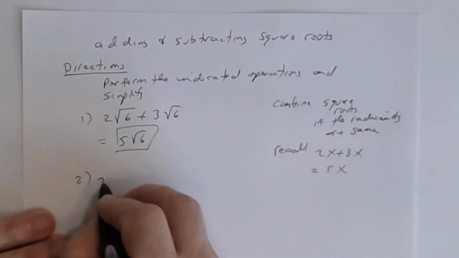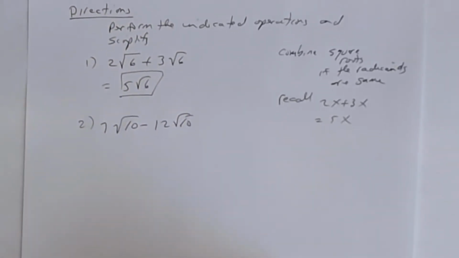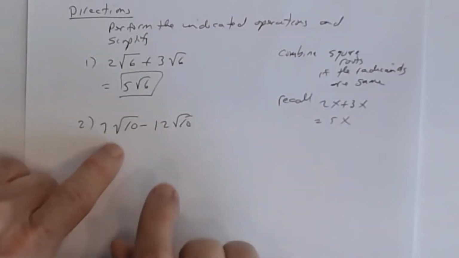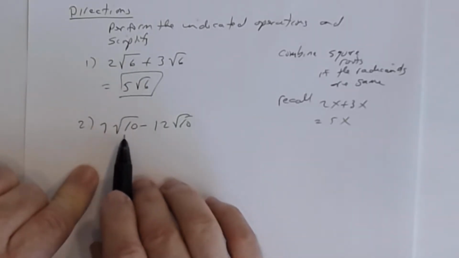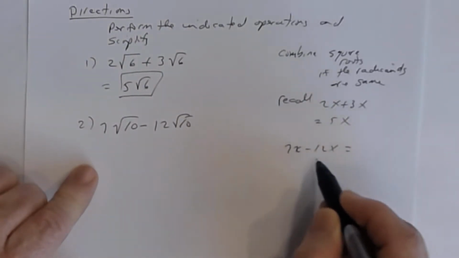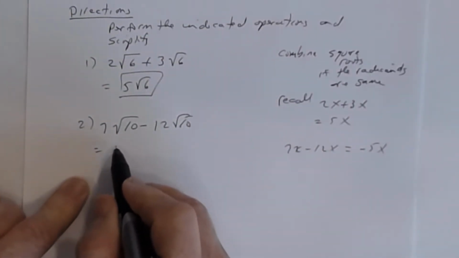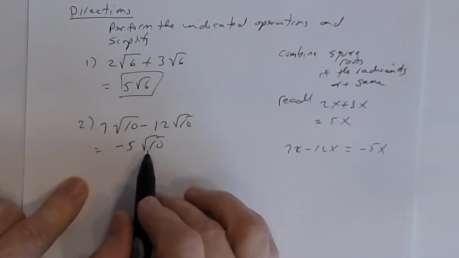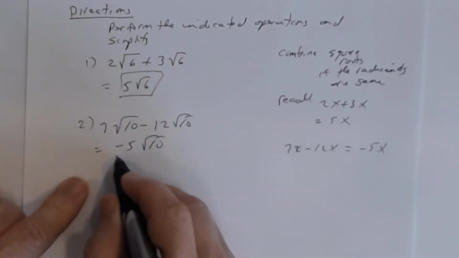Okay, number 2. You have 7 square root of 10 minus 12 square root of 10. Notice that these are like terms because the radicands are both 10s. So 7 square root of 10 minus 12 of them is kind of like saying 7x minus 12x, and 7x minus 12x is a negative 5x. So that's going to be negative 5 square root of 10. And you cannot simplify the square root of 10 any further because the only perfect square that goes into 10 is 1. So that's the answer there.